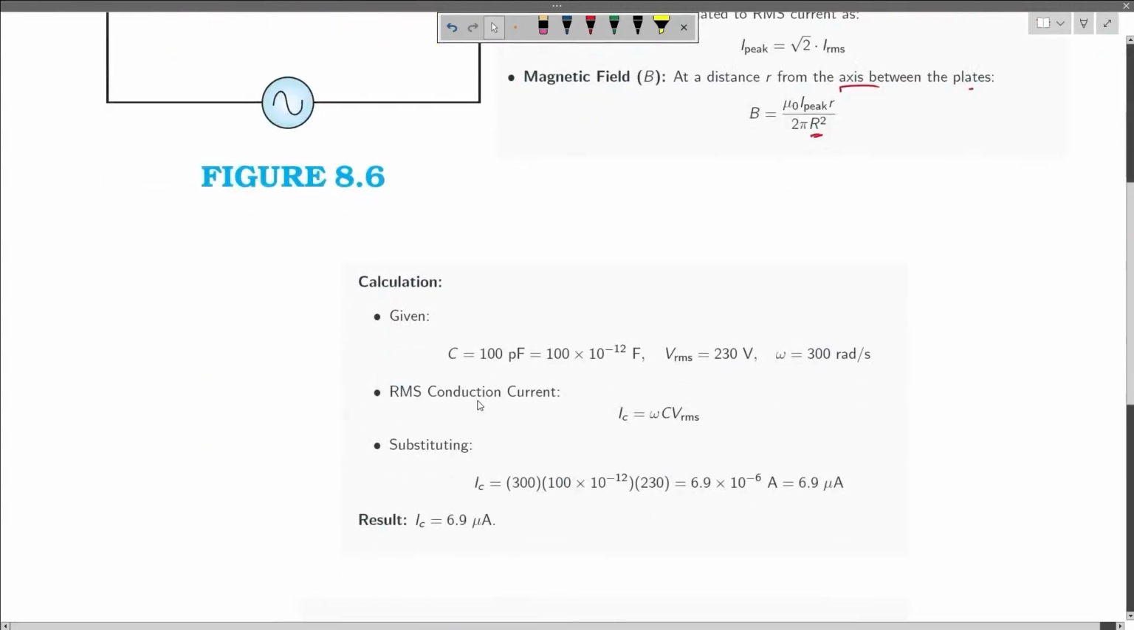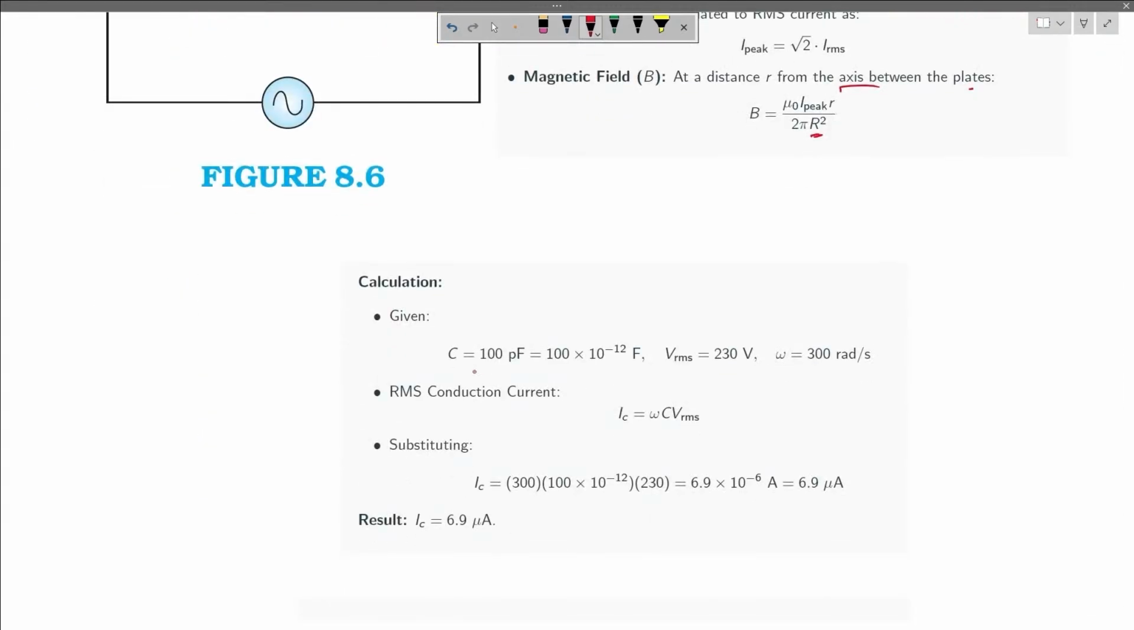Let's calculate the conduction current. We have been given the capacitance, that is 100 picofarad, V RMS is 230 volt, and omega, the angular frequency, is 300 radians per second. So the RMS current would be I C equals omega C V RMS. Substituting in this formula, we get a value of 6.9 microampere. So the conduction current is equal to 6.9 microampere.